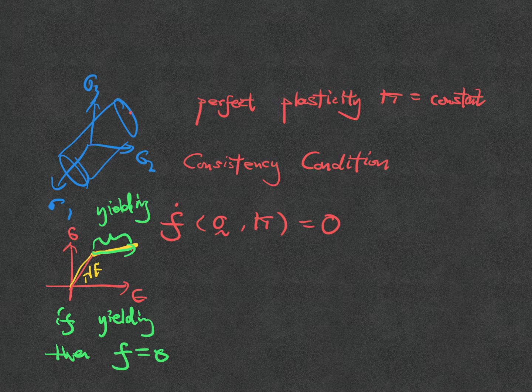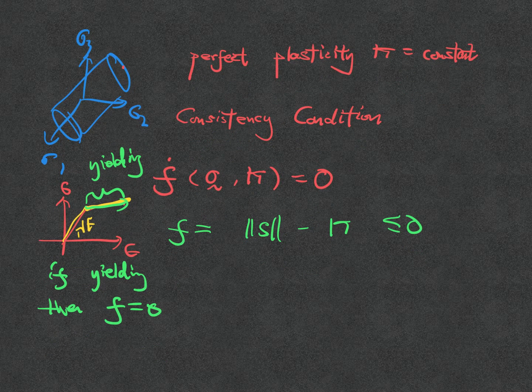Okay, to see that, we simply need to write out the yield function as a time derivative. So F is actually equal to the stress measure minus the yield stress, and it has to be smaller than or equal to 0. Did I write it correctly? Yes, that's correct.